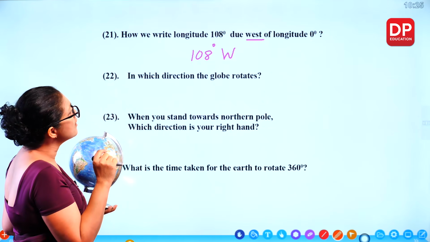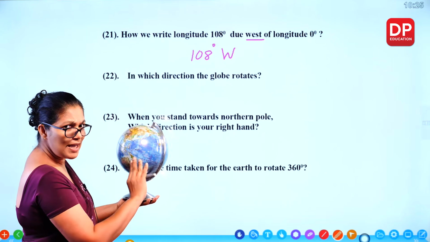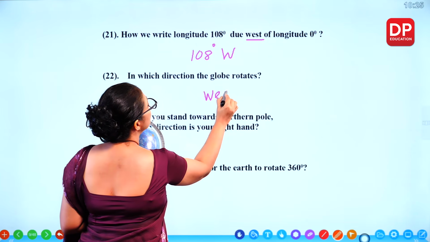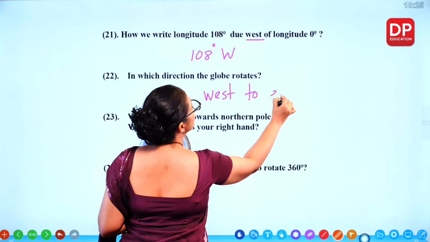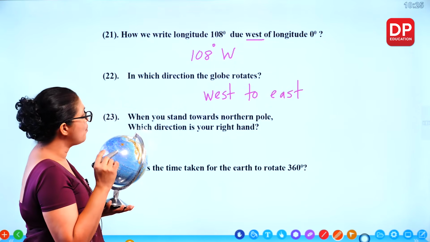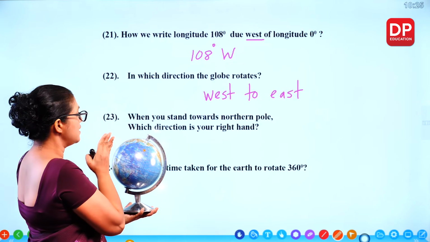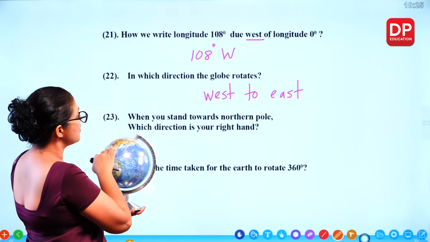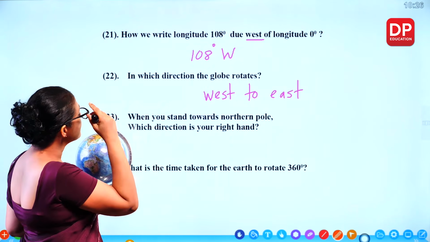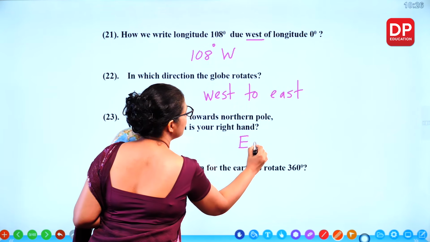In which direction does the globe rotate? Normally this way. What does this way mean? West to east. When you stand facing the North Pole, which direction is your right hand? When you take the right hand side, that's the east side. So your right hand is east.